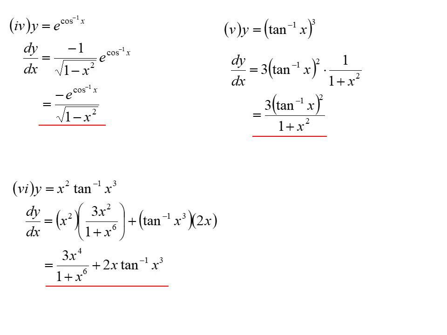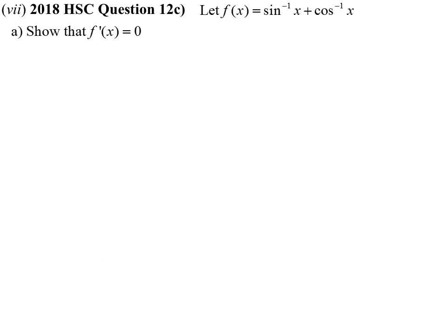Okay, let's look at some HSC ideas. Function x is the inverse sine of x plus the inverse cos of x. Show that the derivative is in fact 0. If I differentiate inverse sine, I get 1 on the square root of 1 minus x squared. If I differentiate inverse cos, I get minus 1 on the square root of 1 minus x squared. So yes, the derivative does equal 0.